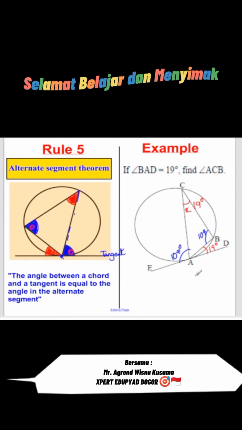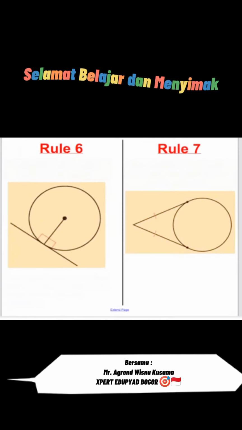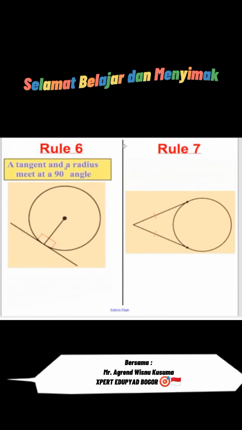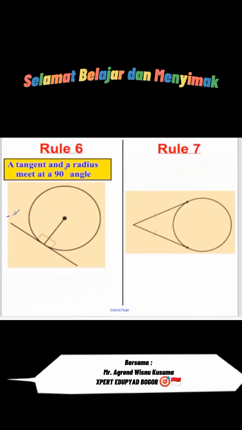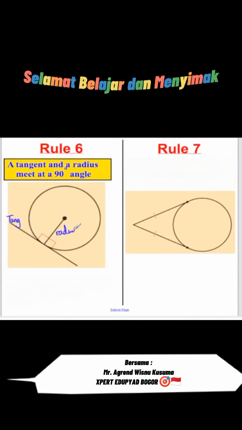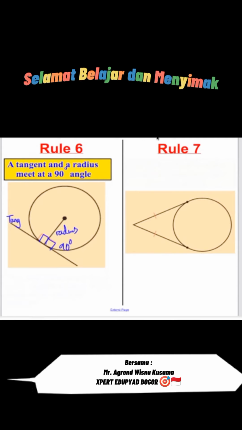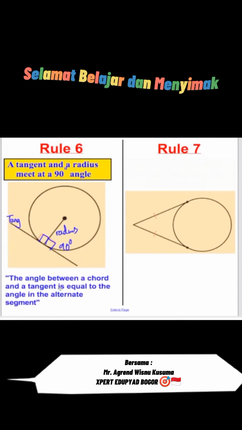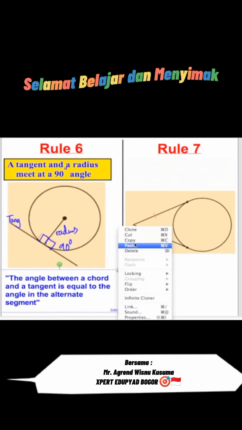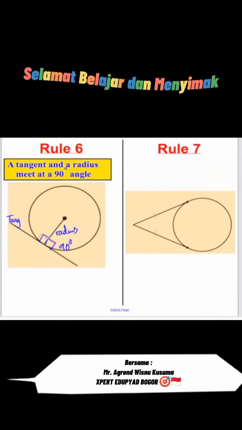I'm going to do this all in one and do a couple of examples, and then we're finished with the circle theorems. So here's a picture for each of the rules, and rule 6 tells us that when a tangent, a line that just touches a circle, meets a radius, they always meet at 90 degrees. Always make a 90-degree angle. So, a tangent and a radius meeting at 90 degrees.